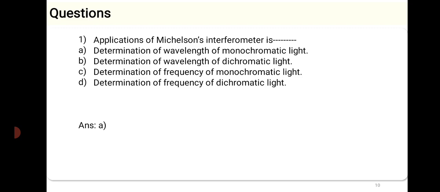We know the Michelson's interferometer applications. One of the applications is to determine the wavelength of monochromatic light. Therefore, the answer is option A. Applications of Michelson's interferometer is determination of wavelength of monochromatic light. Answer A.